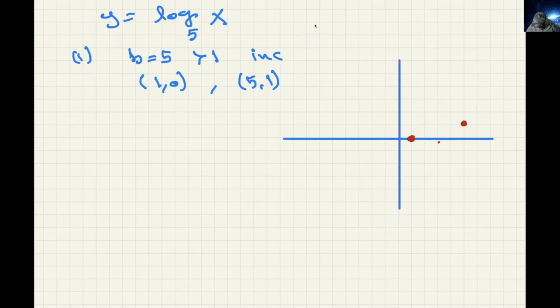And now you can graph this function this way. And this function is y equals log base 5 of x. All right, and you can say that it's increasing because of the graph. I hope that this is helpful here.